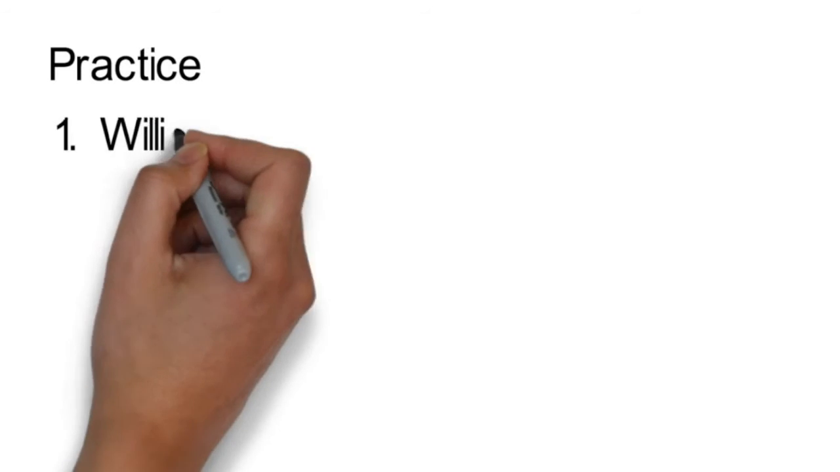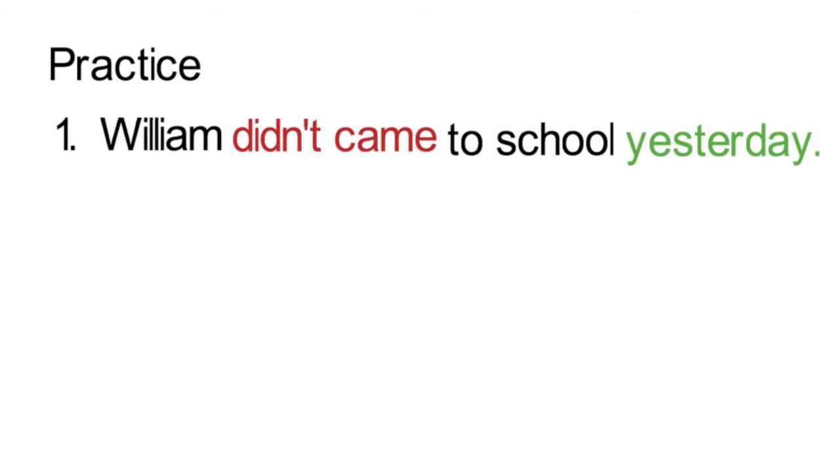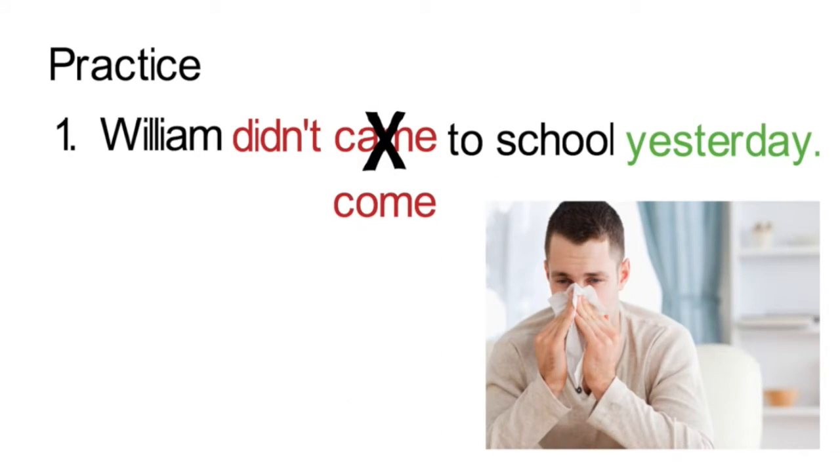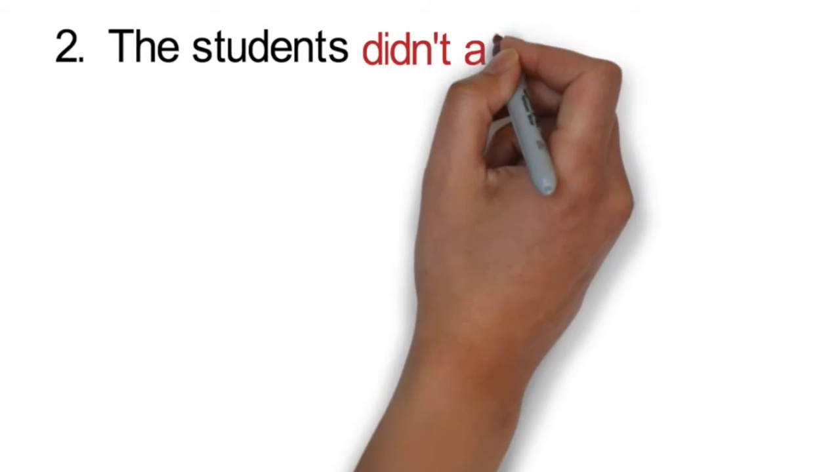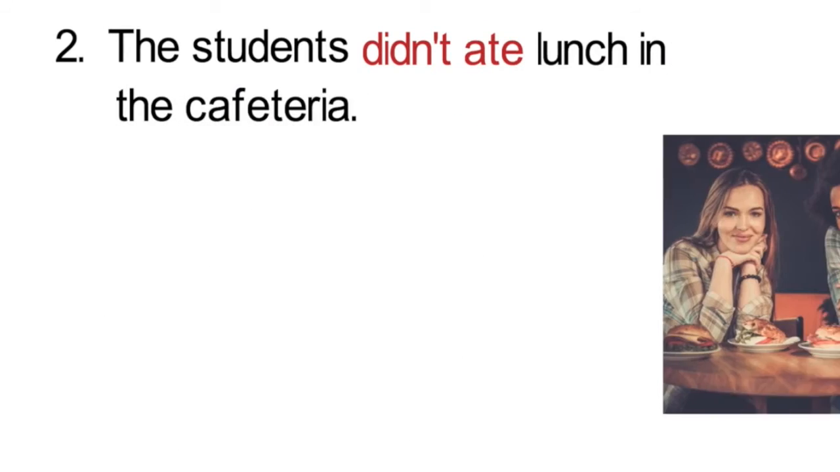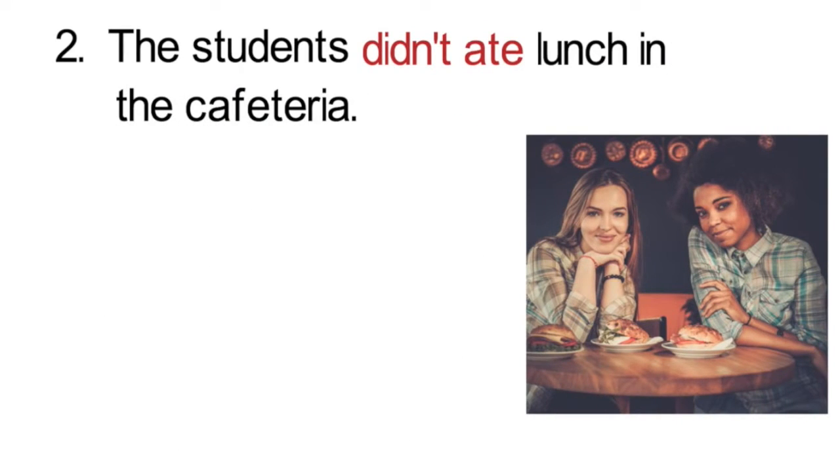Number 1, can you find the mistake here? William didn't came to school yesterday. That's right. William didn't come to school yesterday. If you look back at the table, you will see that didn't is followed by the base form of the verb come. What's the mistake in number 2? The students didn't eat lunch in the cafeteria. That's right. It should be the students didn't eat lunch in the cafeteria. Again, we need to use the base form of the verb eat because it follows didn't.